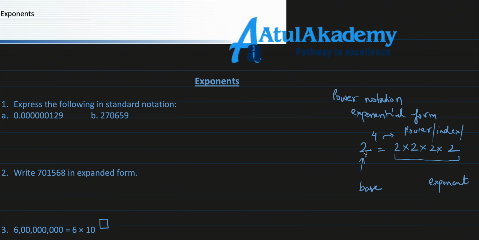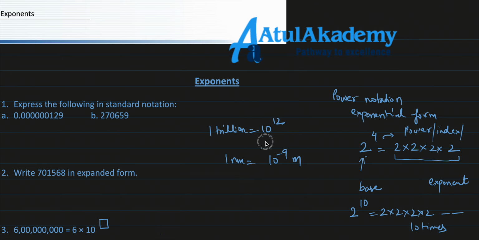Okay. Now why do we need this exponential form? If you have to multiply 2 ten times, we say 2 raised by 10, which is 2 into 2 into 2 into 2, how many times? 10 times. And if we have very big numbers, let's say 1 trillion, you know it is 10 raised to the power 12. So instead of writing 0 so many times, we just say 10 raised by 12. Or 1 nanometer, which is 10 raised by minus 9 meter. So to avoid the mistakes of missing out the zeros, it is a better way to represent them in exponential form. Okay, now let's begin with the first question.